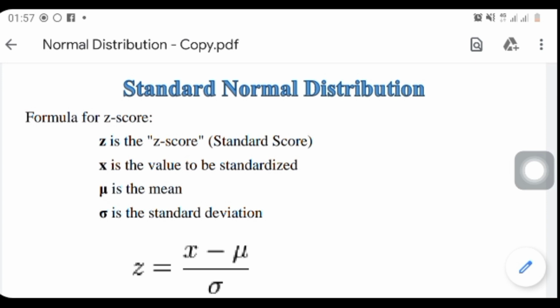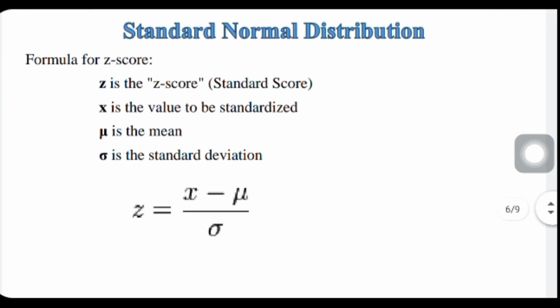X is the value to be standardized, mu is the mean, and sigma is the standard deviation. Here is the formulation: Z equals x minus mu divided by sigma. This formulation is really important for making calculations using the normal distribution. Let's go to the assignment and try to solve some calculations using this method.